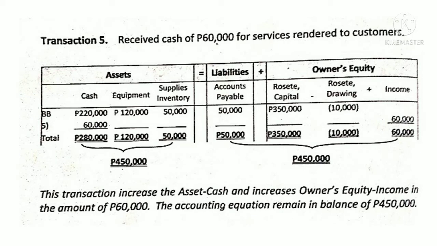This transaction increased the asset cash and increases owner's equity income in the amount of 60,000 pesos. The accounting equation remains in balance at 450,000 pesos.